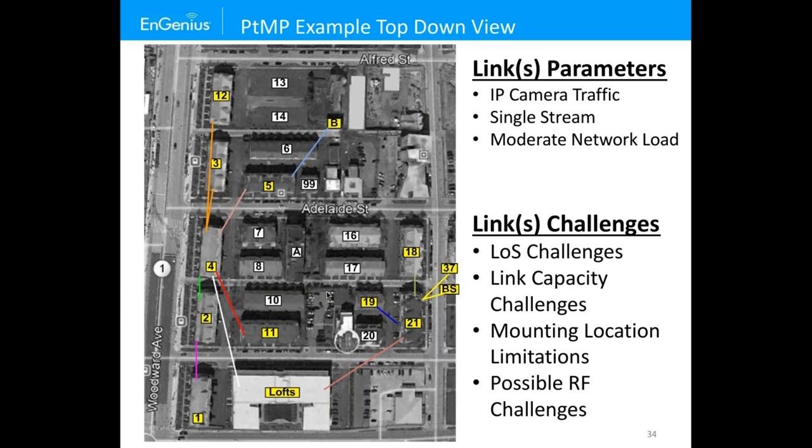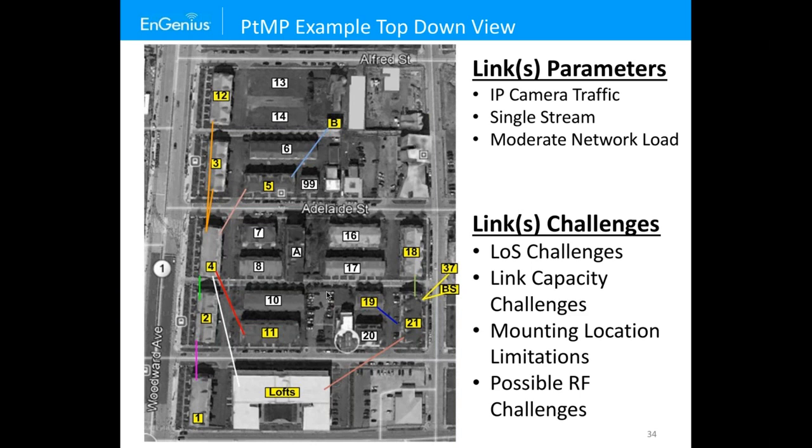It's a moderate network load because some cameras have higher megapixels than others because they want license plate recognition. So some links need point-to-point due to the higher requirement of the camera, and some are point-to-multipoint because they're lower megapixel cameras.